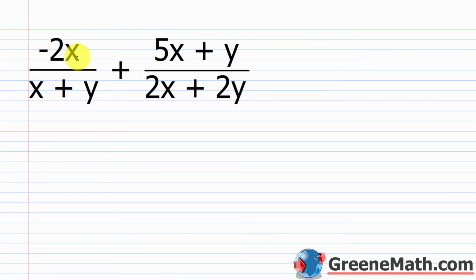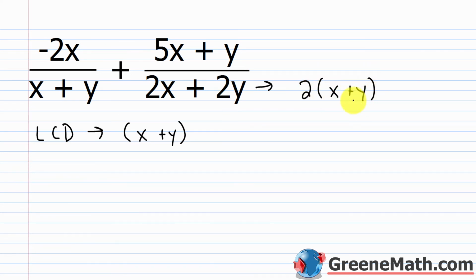Let's say I have negative 2x over x plus y. Then I'm adding to this 5x plus y over 2x plus 2y. So what I want to do here, again, is start out by finding the LCD. This x plus y, I can't factor that. Over here, I can factor out a 2, so I could write this as 2 times the quantity x plus y. Now, I've already got an x plus y here, I just need the 2. So the LCD is 2 times the quantity x plus y.